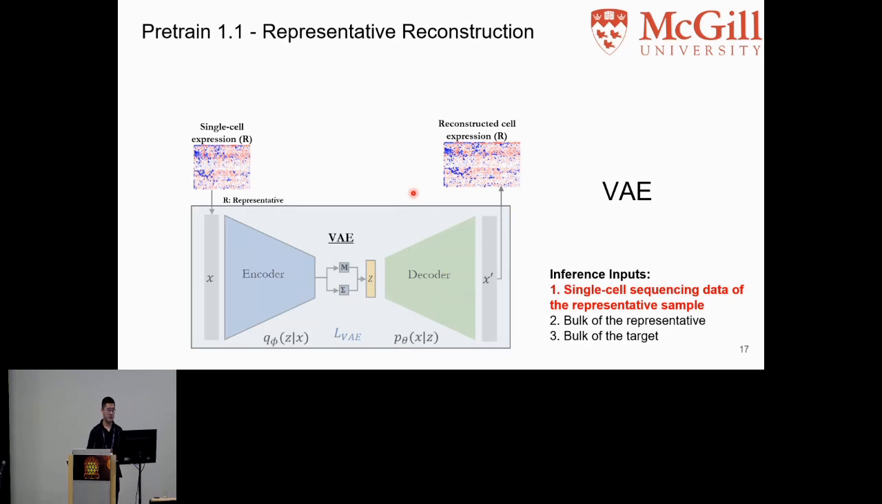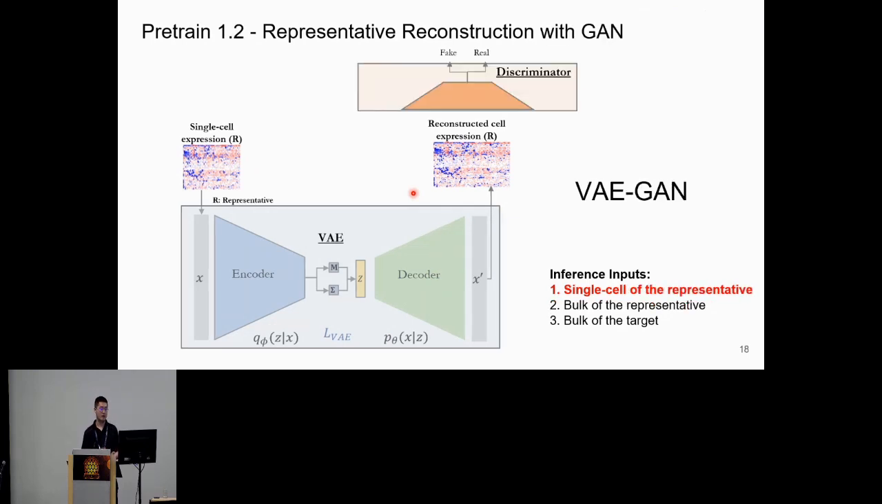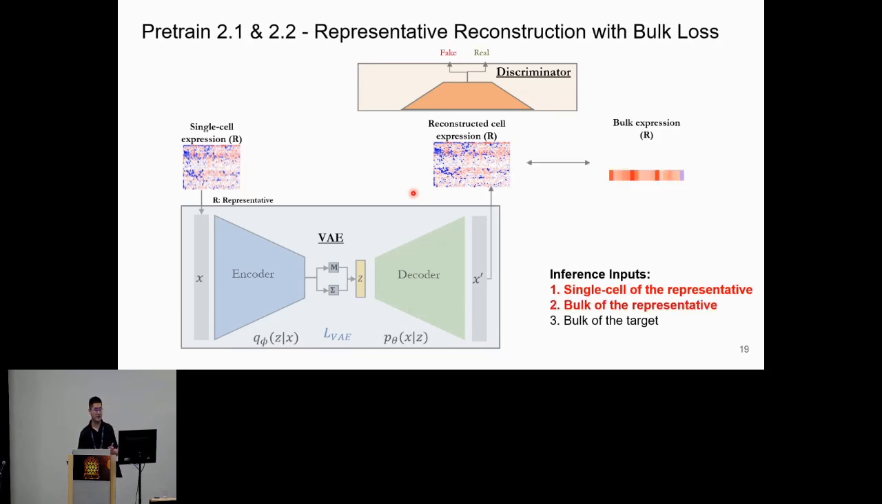So we reconstructed the representative single cell data with a variational autoencoder. Then we add a discriminator network to this VAE, making the overall structure a VAE-GAN to enhance the reconstruction performance. Actually, with only a VAE, it's almost impossible to get the perfect reconstruction. So this discriminator is really important for enhancing the reconstruction performance. And then we add one more constraint to this VAE-GAN model.